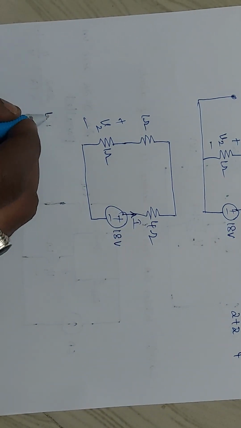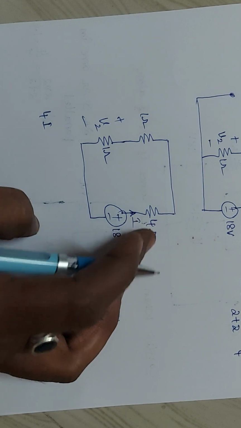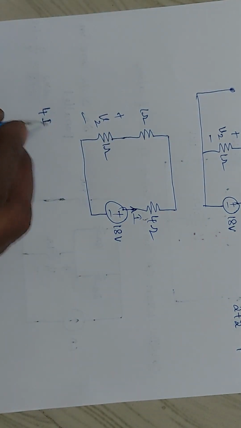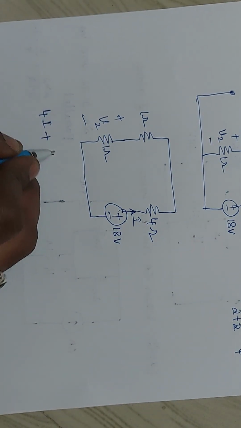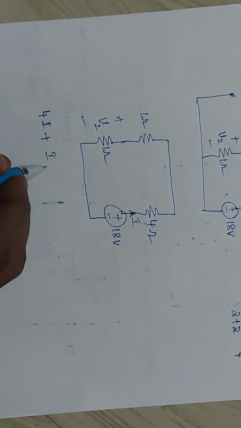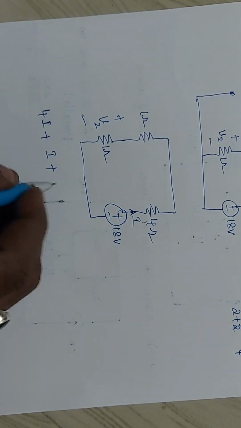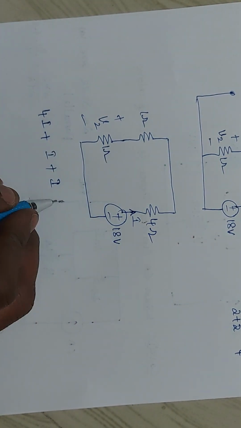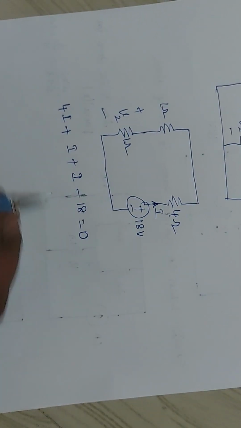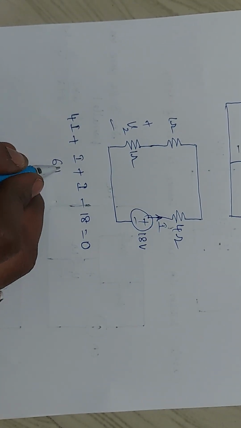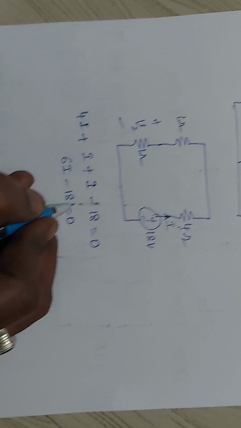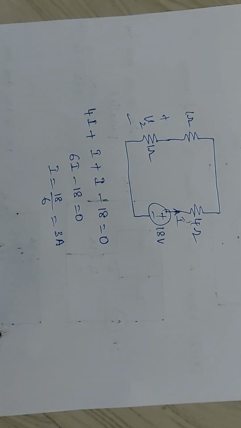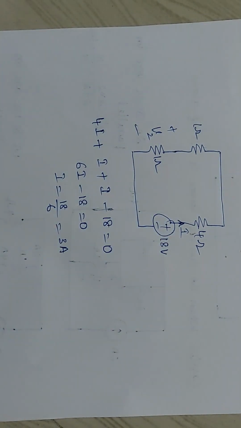So 4 into I, current into resistance, this is the voltage drop, and the same current is entering the 1 ohm, so I into 1, that is I. Next this is also I into 1, so that is I. Next it is entering the minus 18, so minus 18 equals 0. So 6I minus 18 equals 0. I equals 18 divided by 6, that is 3 amperes. Okay, so this I value is 3 amperes.